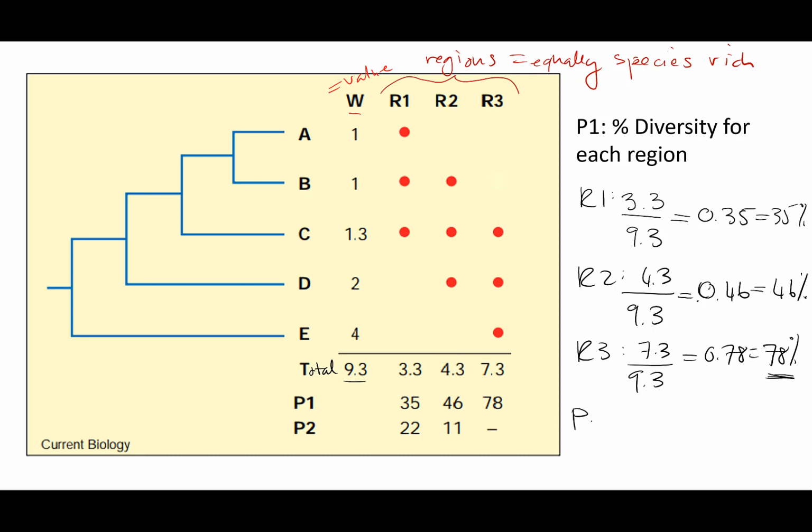P1, if we define this, is the priority number 1. It is the area that gets the top priority for conservation. So we already know that region 3 has the highest priority value. 78% of the taxic diversity of all of the diversity in this phylogeny is found in region 3. It has the highest priority score.